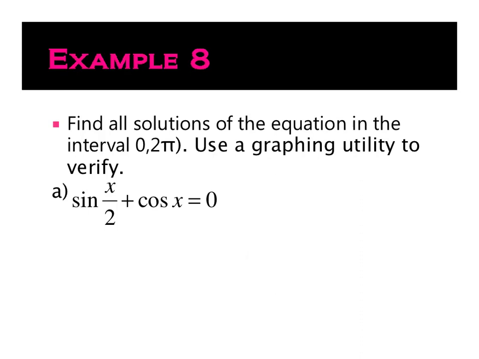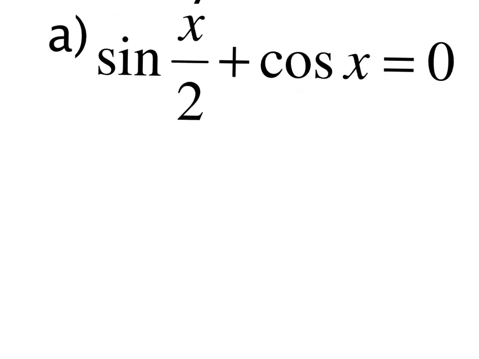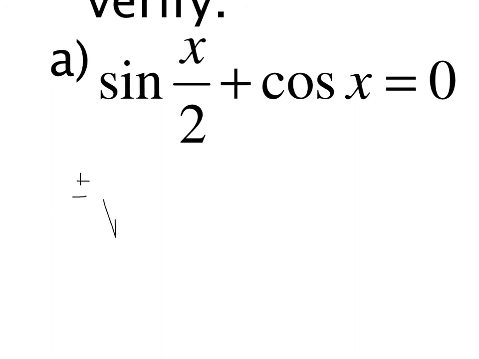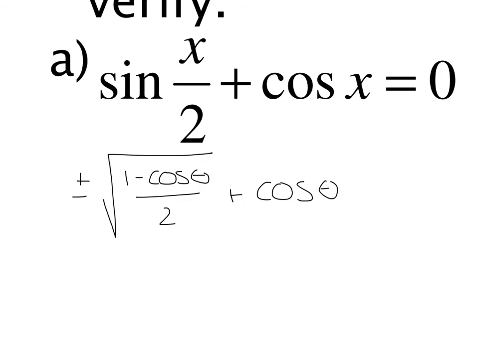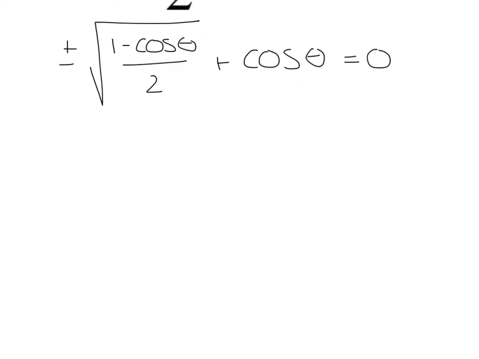All right, example number 8 says find all solutions of the equation in the interval from 0 to 2 pi with a bracket here. After we solve it, go ahead and use a graphing utility and verify your solutions. So the only thing I'm interested in doing here is starting by substituting my half angle formula. The one that I'm interested in is plus minus the square root of 1 minus cosine theta over 2, plus cosine theta equals 0. Okay, the next thing I want to do is isolate the square root so that way I can take the square of both sides and get rid of the root.